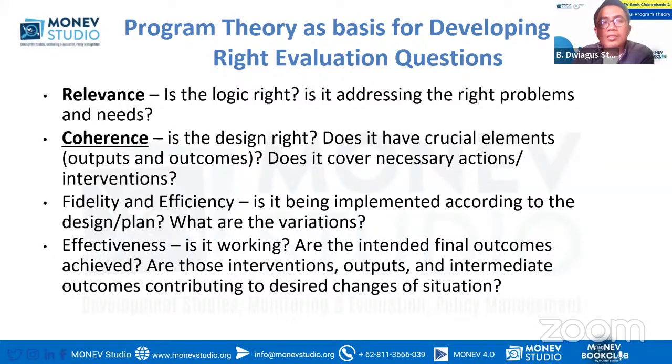As for coherence, this is the new OECD criteria, although it's not really mentioned in the book, but I guess it's already touched a bit on the coherence. Is the design right? Does it have the crucial elements, outputs and outcomes? Fidelity and efficiency, of course: is it being implemented according to the plans? What are the variations?